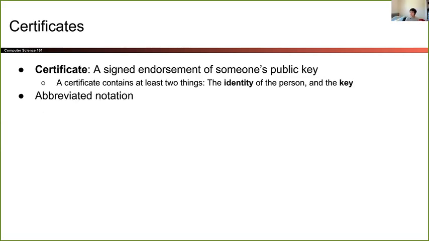So we're going to use an abbreviated notation here, just because otherwise there's just too much to write out. We're going to say if we encrypt something using some public key PK, that's going to be the message, put in brackets, and then we use this little subscript PK just to say it was encrypted.